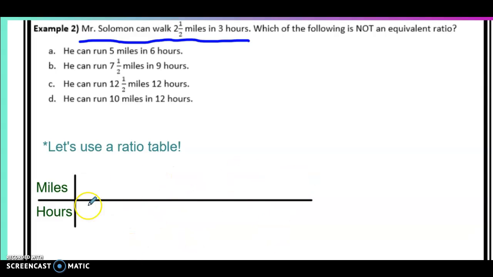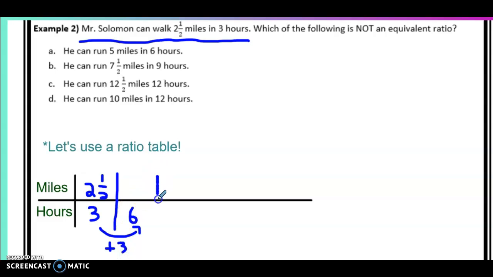All right, so for example, I'm starting off with 2.5 miles. So where it says miles, I'm going to write 2.5. And I have 3 hours underneath with that. So those are my first boxes. I'll draw my box. The next box, so we're down here, we're counting by threes, right? So from here to here, we're adding 3. So that would make this 6.